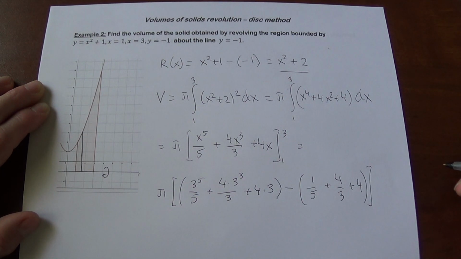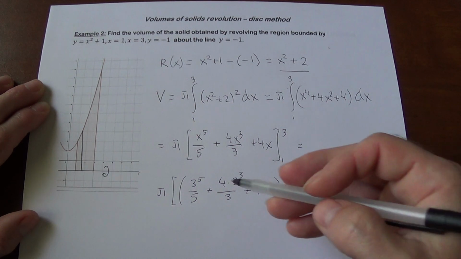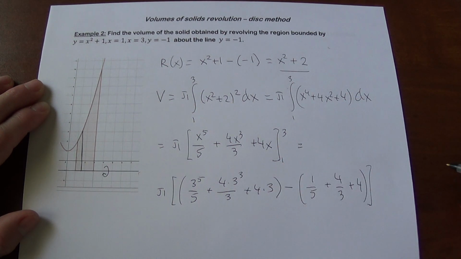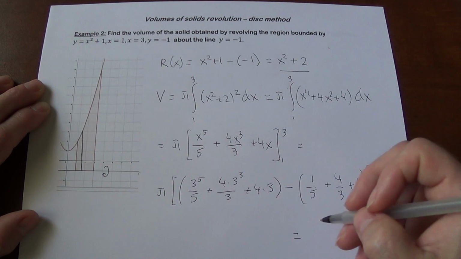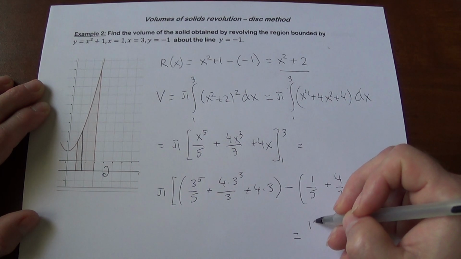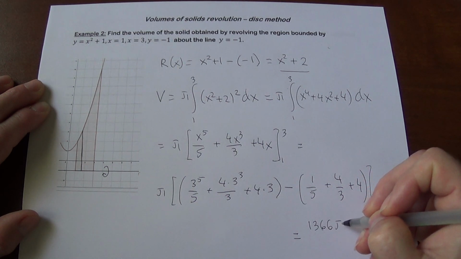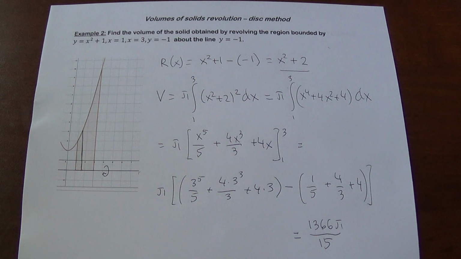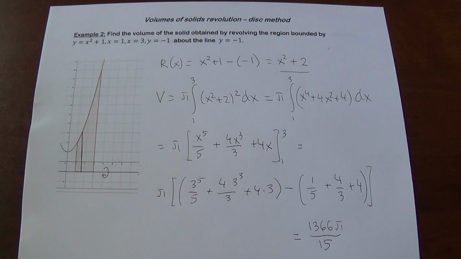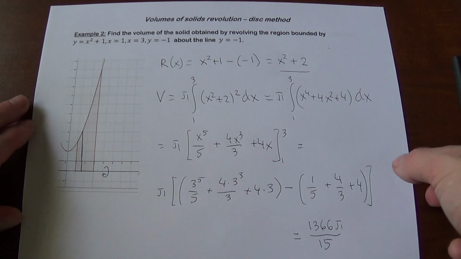The rest is just the arithmetic work. We do have to do some operations with fractions. I'm not going to get into the details, but once you get all these done, this is supposed to give you 1366 pi over 15. It's going to be a little bit tedious, but we don't want to spend time on doing arithmetic work here for calculus. There's one more problem.